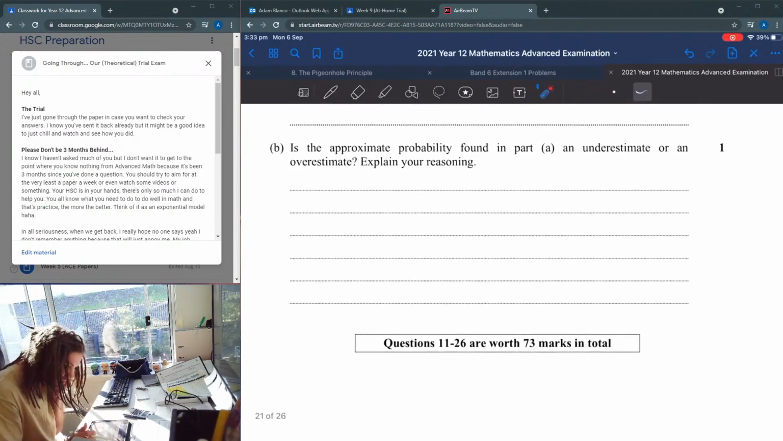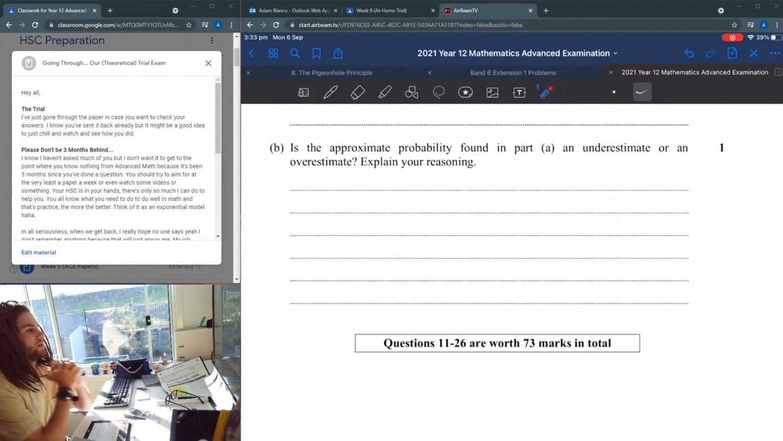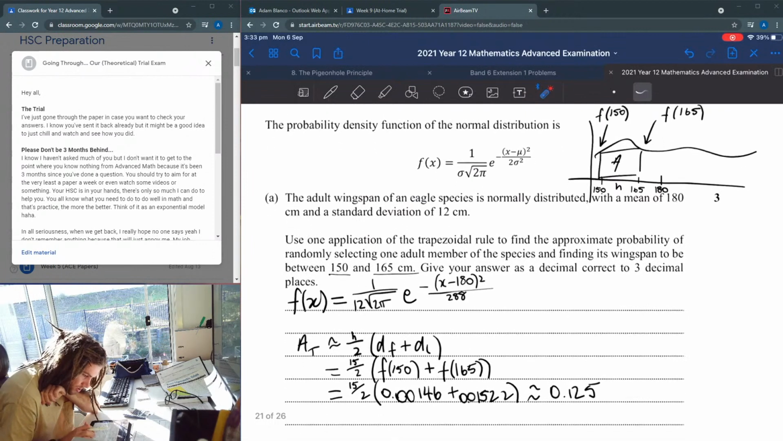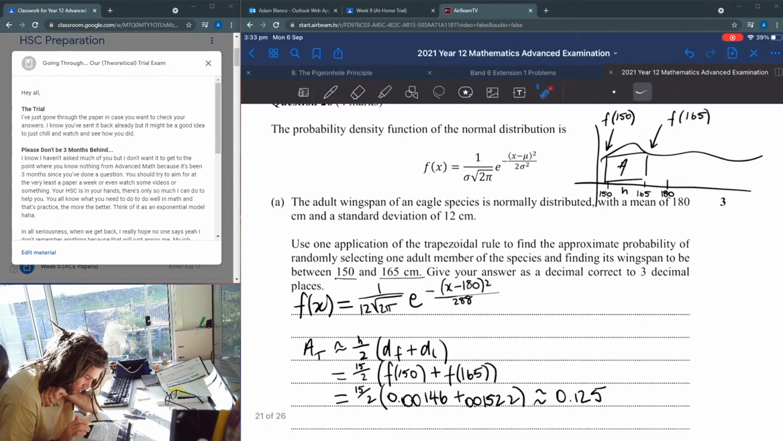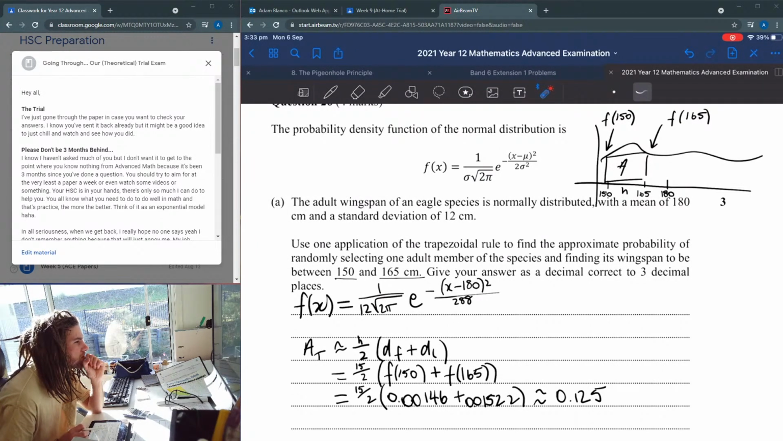Okay, is the approximate probability found in part A an estimate or an underestimate or an overestimate? That's a good question. Because we've used the trapezoidal rule, there's a clever way of doing this. You can think about how far. I don't have a table, do I? No, it's not. Okay.